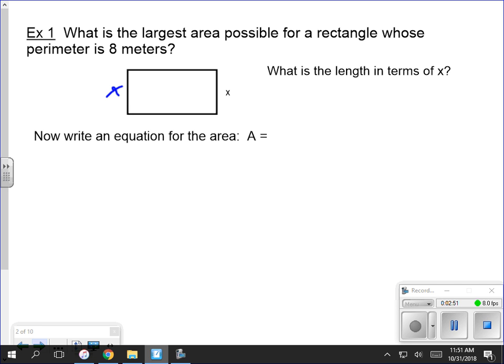This is where you have to be careful, because you're using your perimeter, right? What is the length in terms of x? Here's what you want to think about. 8 meters is the whole thing. Let's call this temporarily y. 8 for the perimeter equals 2x plus 2y, and I want to solve for y in terms of x. Divide everything by 2: 4 equals x plus y. Subtract x: 4 minus x is equal to y.